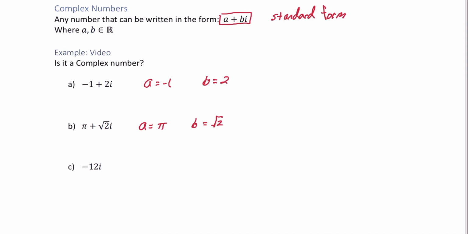And finally, in C, it may not look like it at first, but it is a complex number. The real part is 0, and the imaginary part is -12. This one is considered to be purely imaginary because a is 0. The only part you see is the imaginary part.